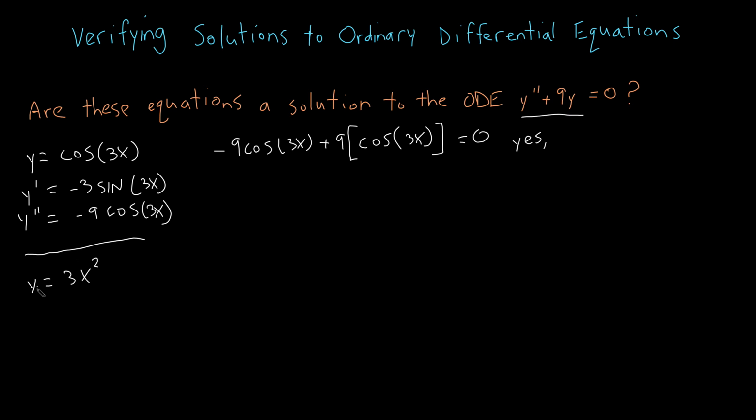Then our second one we're trying to see is this one right here. And we're taking this function and plugging it into the same differential equation. So we got to do the same thing. Take the derivative, 6x there. Second derivative is 6. So then the same thing, we plug it in. Our second derivative is 6 plus 9 times our original function, 3x squared. And does that equal 0?